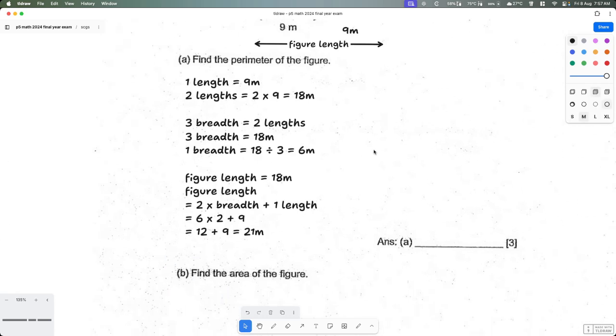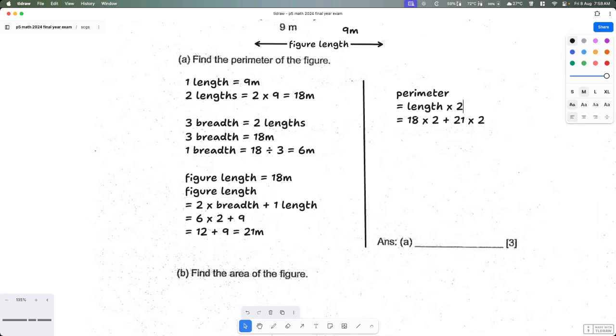So then the perimeter over here is equal to 18 times 2 plus 21 times 2. So perimeter is basically length times 2 plus breadth times 2. In this case, this will be equal to 36 plus 42, which means this is equal to 78 meters. There you go. So that's the answer, 78 meters.